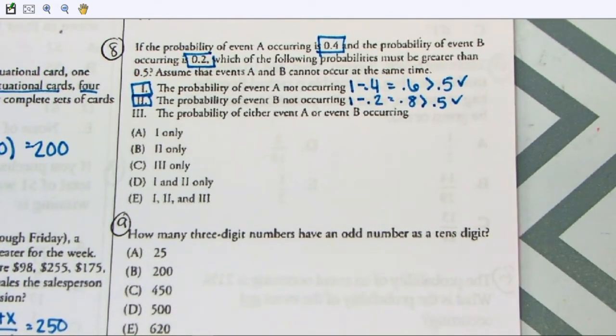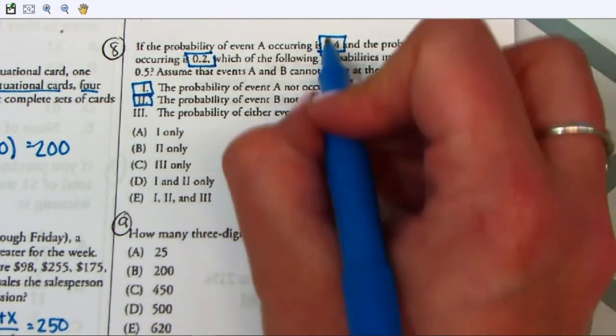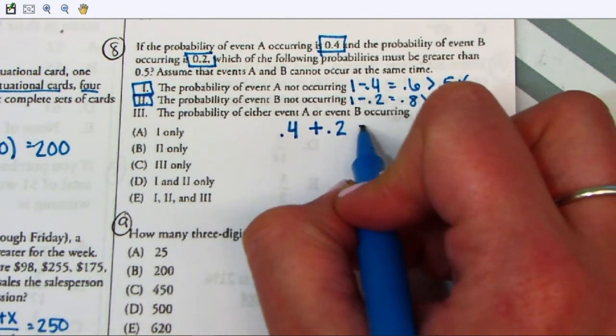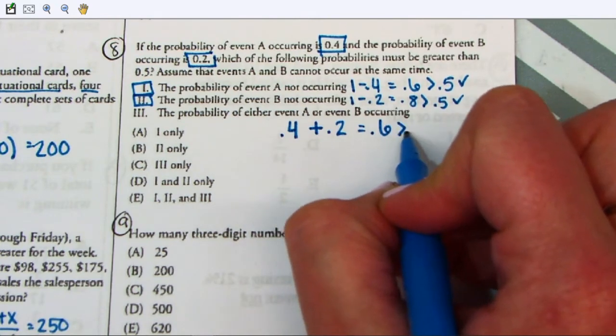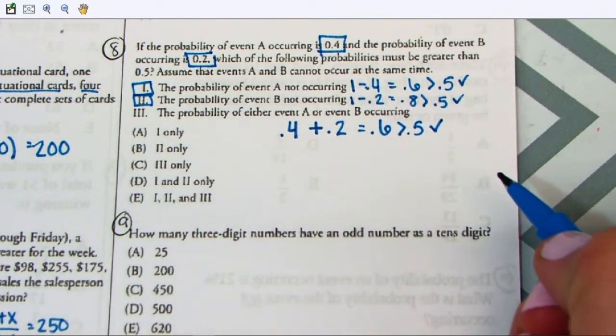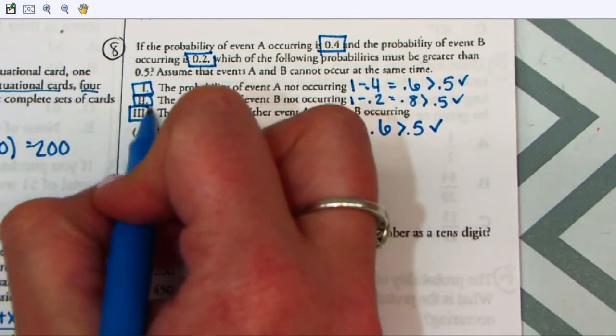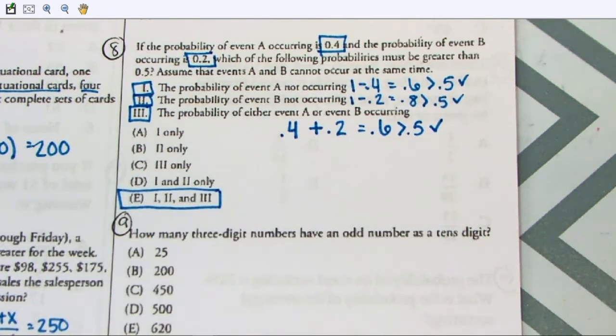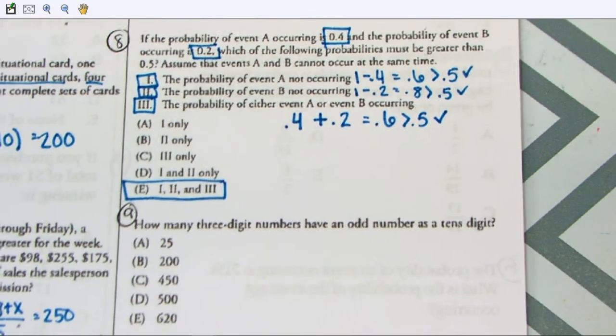And the final one, the probability of either event A or event B occurring. So remember, or means plus. Event A's probability is 0.4 and event B's probability is 0.2. When I add those together, I get 0.6, and that is in fact greater than 0.5. So the correct answer is E. All of those probabilities are greater than 0.5. Remember, probability must always add up to 1, and you'll have to utilize that every now and then.